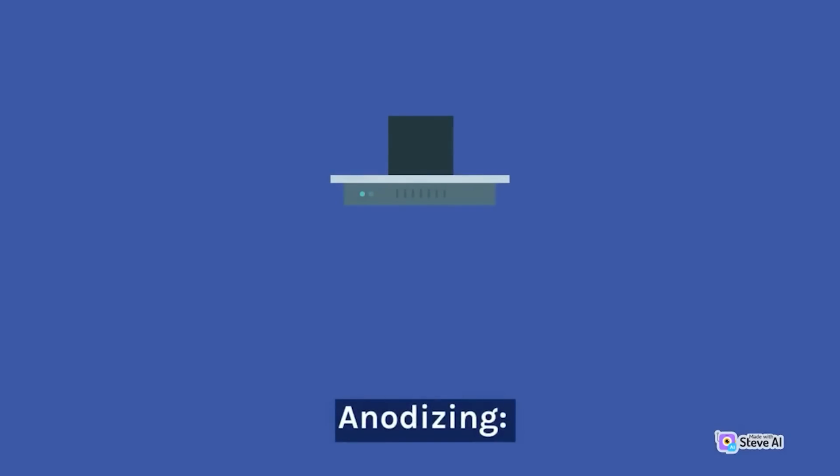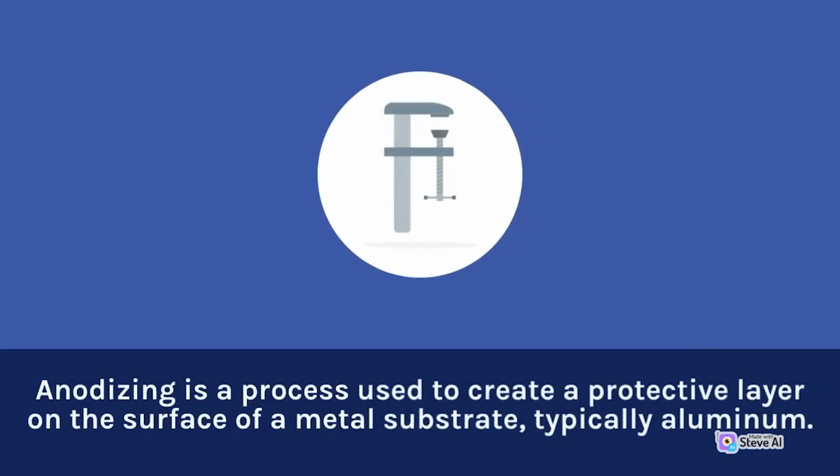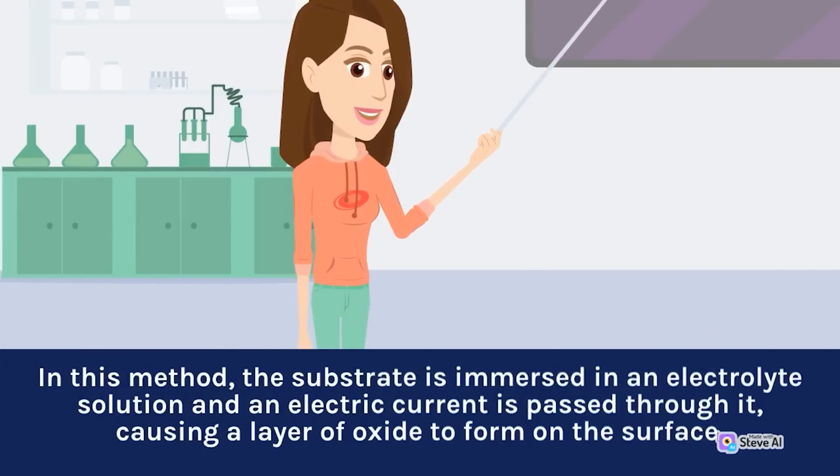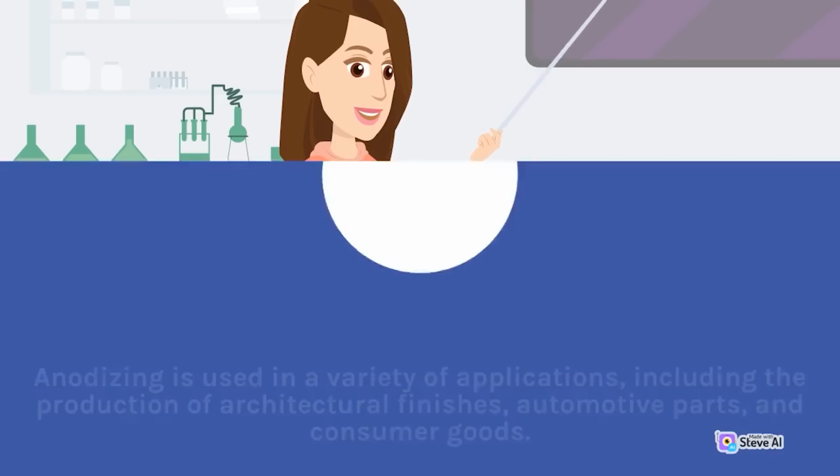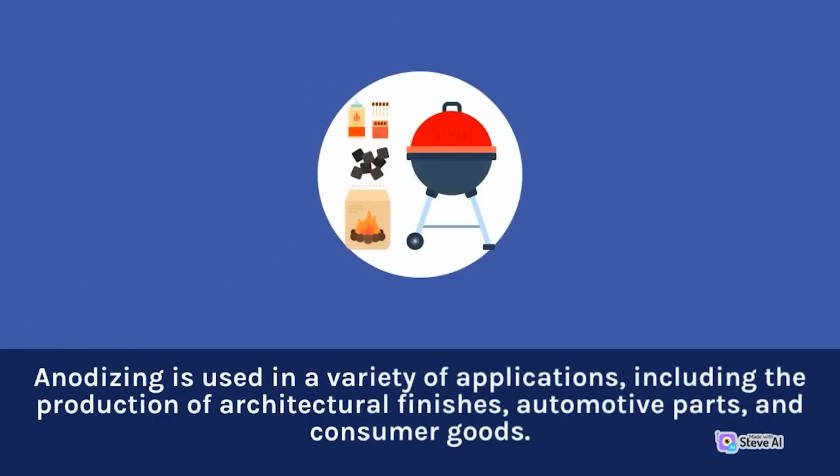Anodizing. Anodizing is a process used to create a protective layer on the surface of a metal substrate, typically aluminum. In this method, the substrate is immersed in an electrolyte solution and an electric current is passed through it, causing a layer of oxide to form on the surface. Anodizing is used in a variety of applications, including the production of architectural finishes, automotive parts, and consumer goods.